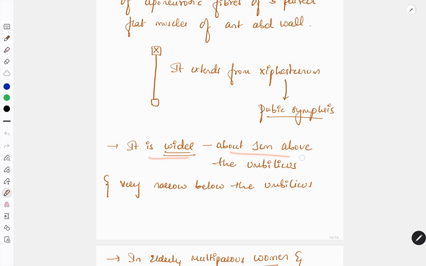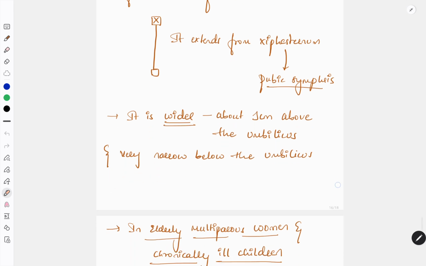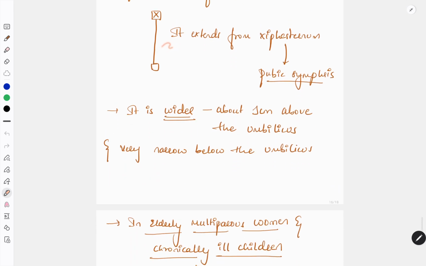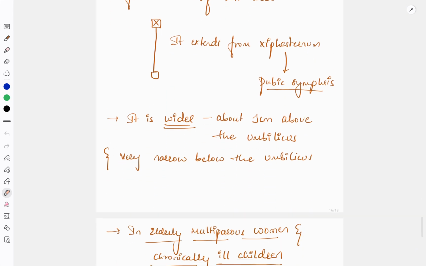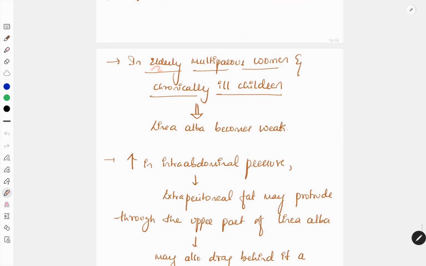It is wider, about 1 centimeter above the umbilicus, and very narrow below the umbilicus. Now if here is the umbilicus, this linea alba is wider above the umbilicus, and below the umbilicus it is very narrow. Again, in elderly multiparous women and chronically ill children, what is happening? Linea alba becomes very weak. So it is becoming weak, okay?